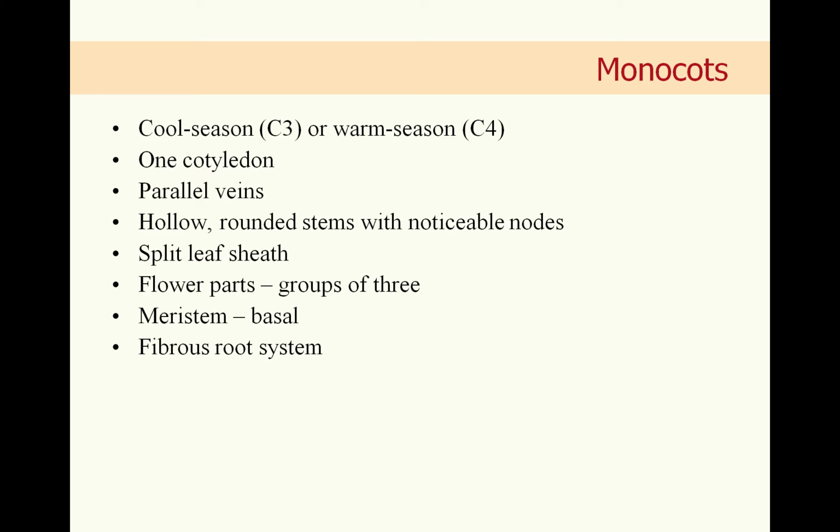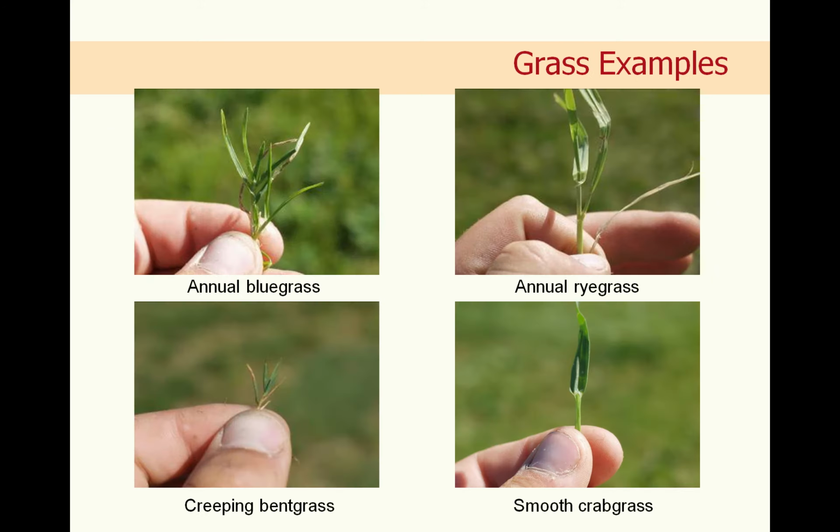There are several important morphological characteristics that distinguish the grasses from the broadleaves. This list is not exhaustive, but highlights the most obvious differences, such as the parallel leaf veins and existence of only one cotyledon. Here you can see some of the more common cool season grassy weeds.